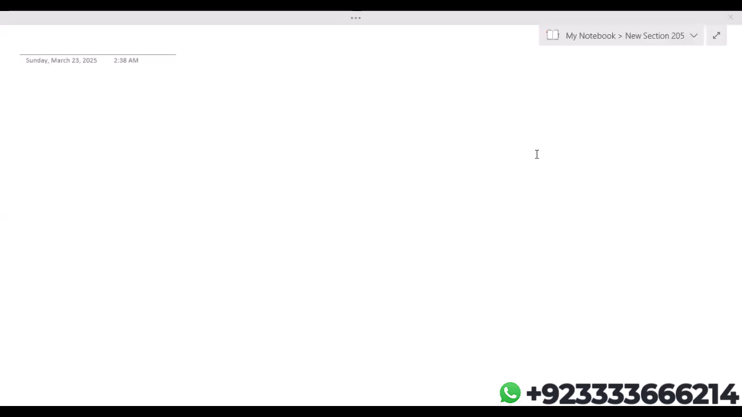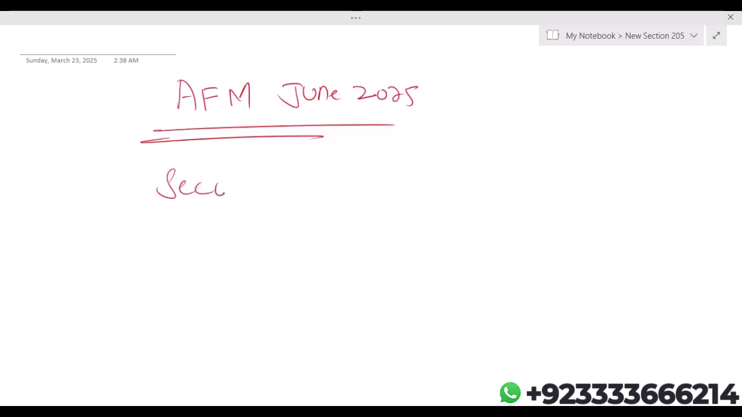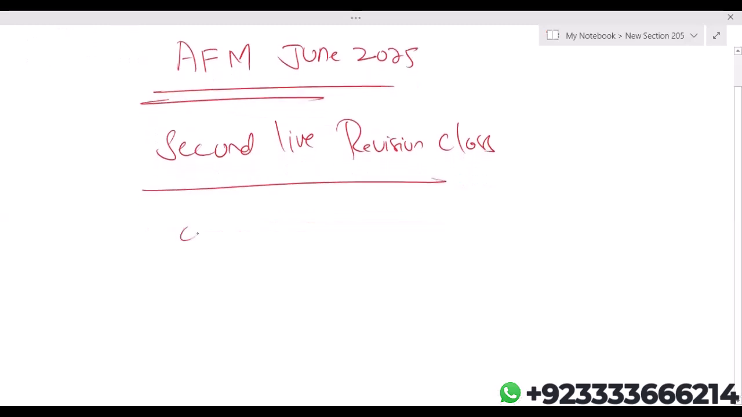So in the previous class, we started cost of capital. Just let me write this. AFM June 2025 batch, second live revision class. We have started the topic cost of capital.